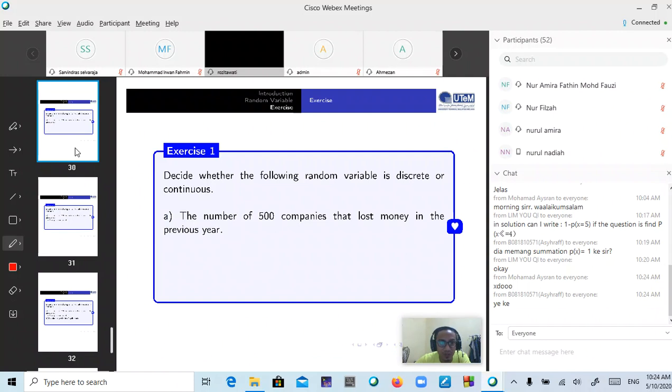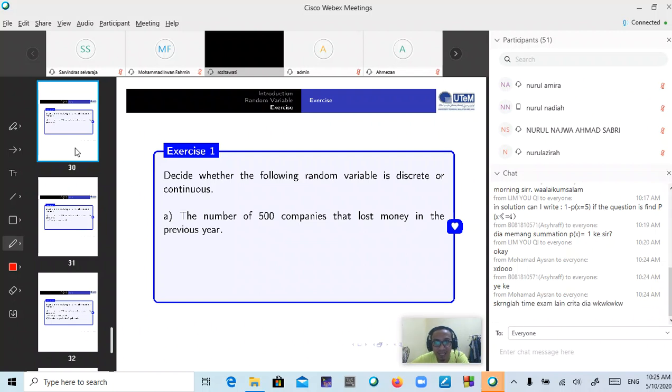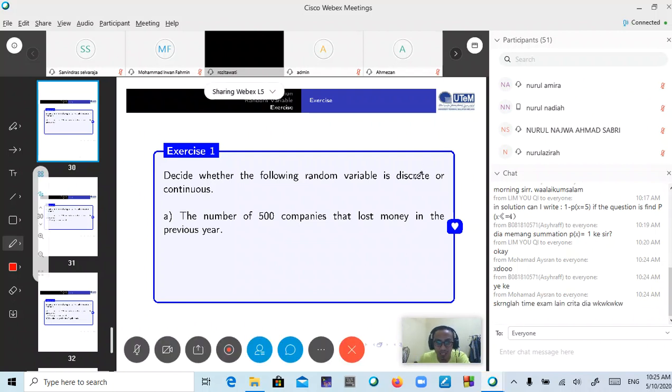Okay. As exercise. Habis ni untuk ni. Okay, so we are focused on the exercise. Look at the exercise. Decide whether the following random variable is discrete or continuous. Okay, yang ni you nak differentiate between discrete or continuous. So, you need to understand what is discrete, what is continuous. The number of 500 companies. So, this one number of 500 company, of course, you can count. Okay, so this one is discrete.